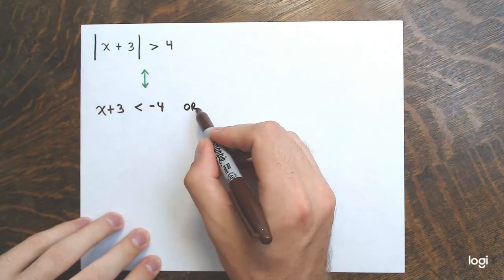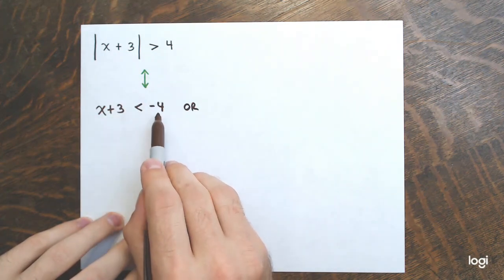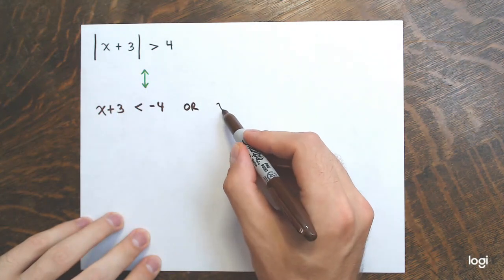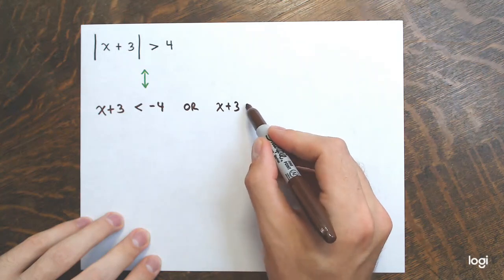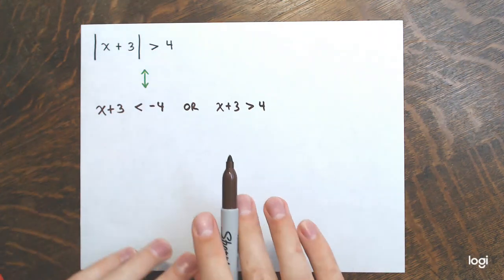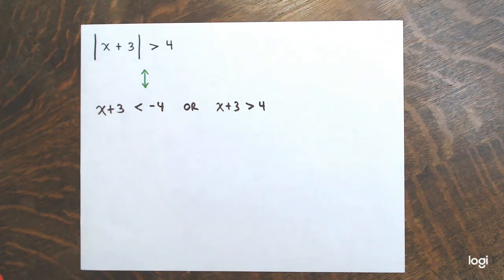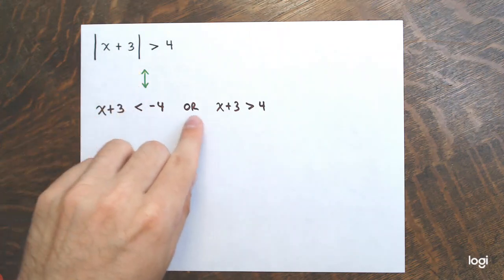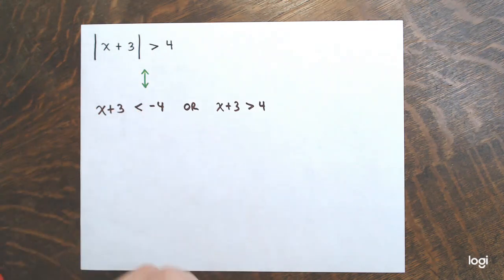Or, this x plus 3 could be a number greater than positive 4. Being greater than positive 4 means to the right of positive 4, which is more than 4 units from 0. All those numbers have an absolute value greater than 4. All right, so now we have our equivalent compound inequality involving the word or.